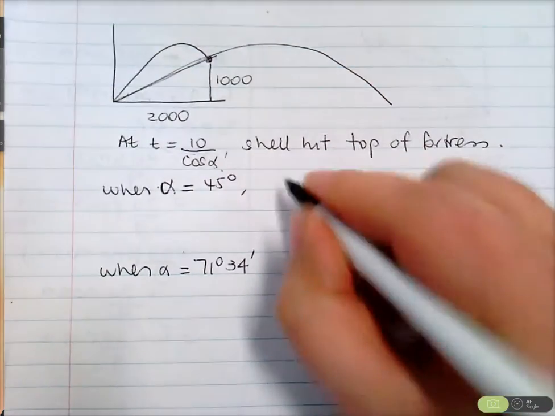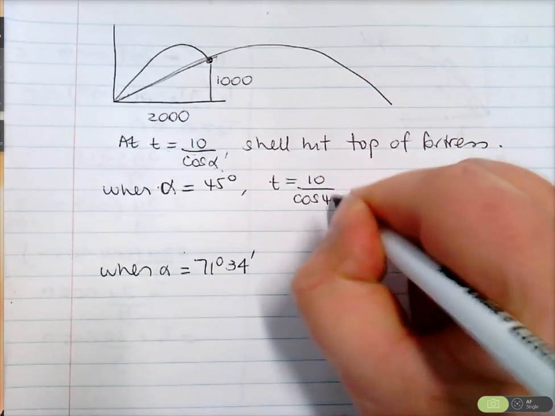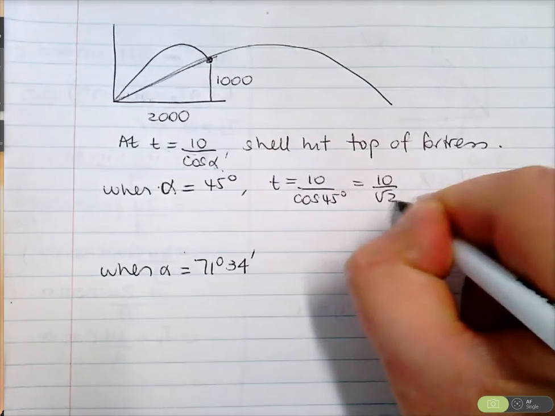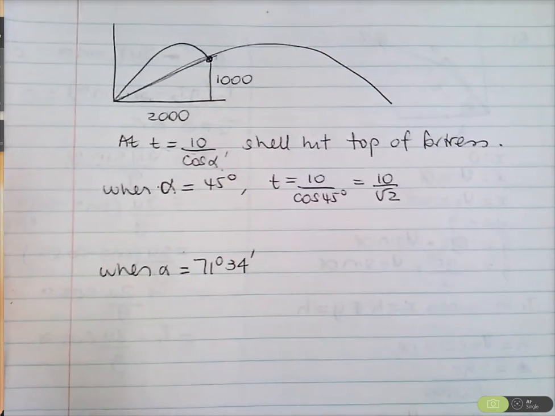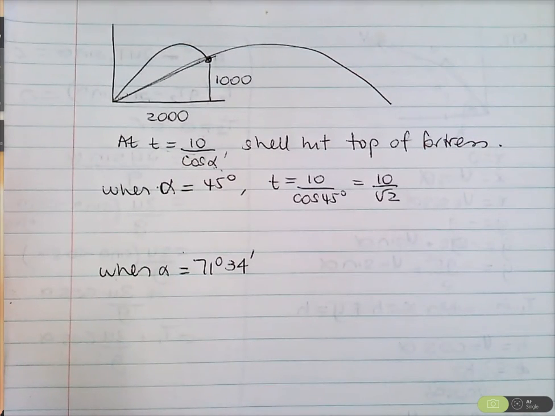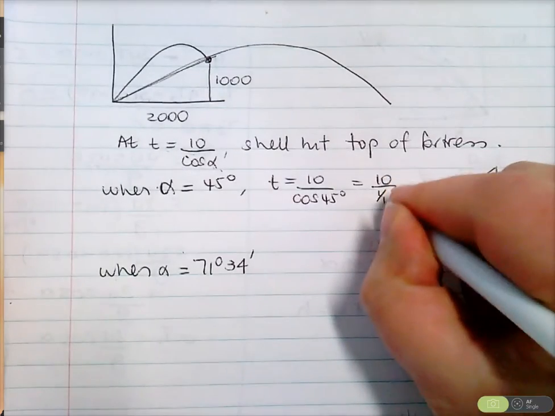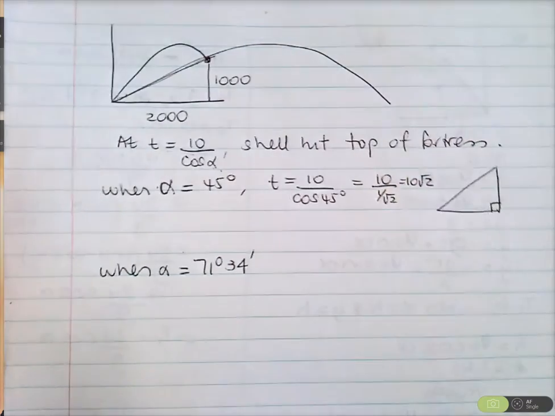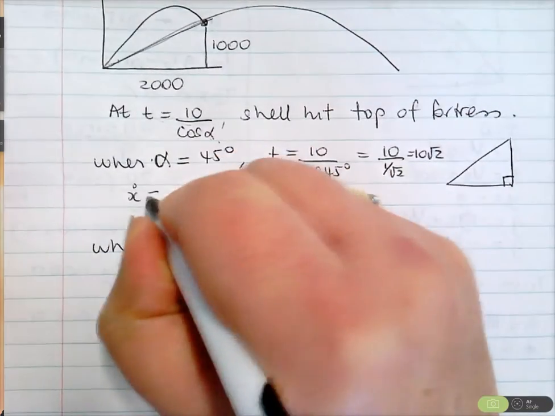So when alpha is 45 degrees, T is 10 over cos 45, which is 10 over root 2. Now we can substitute that. If we want the impact speed, that's got to go into the velocity equations, and there are two velocity equations. Wait, isn't it 10 divided by 1 on root 2, which is 10 root 2? So when the time is 10 root 2, we can work out x dot and y dot.